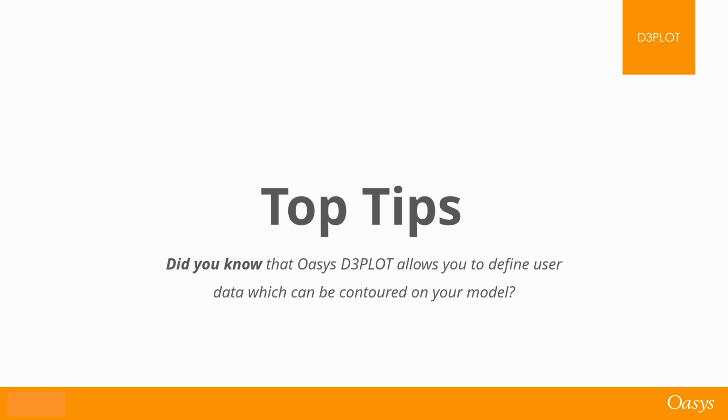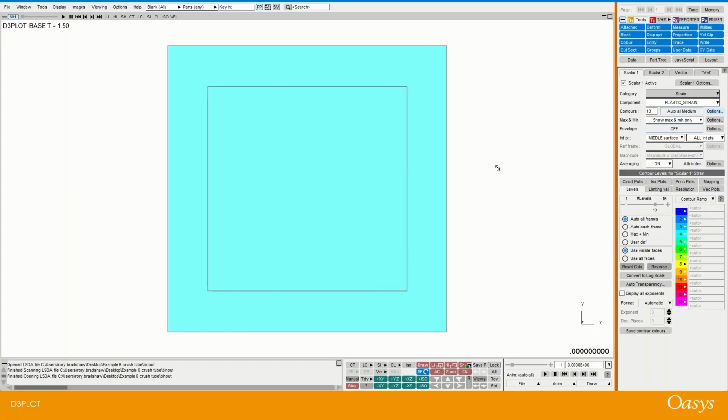Did you know that Oasys D3PLOT allows you to define user data which can be contoured on your model? D3PLOT comes with a built-in user data tool which allows you to contour your own values on a model.